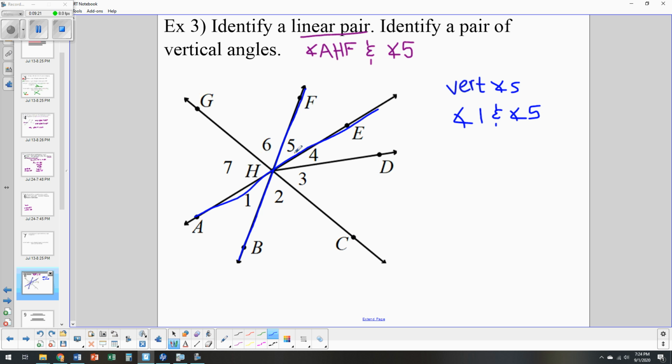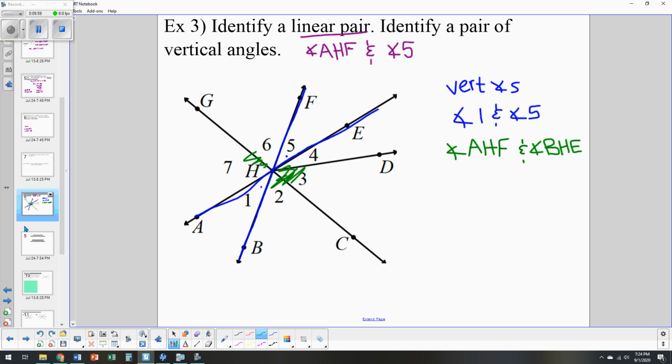Notice when we have this, I talked about these two angles here, but really I could be talking about these two bigger angles here, right? The 6 and 7 combined and the 2, 3, and 4 combined. So I could also say angle AHF and BHE. Now, there are many more options for both linear pairs and vertical angles in this diagram. We're not going to name all. Right now, it just said identify, and we only really had to name one.